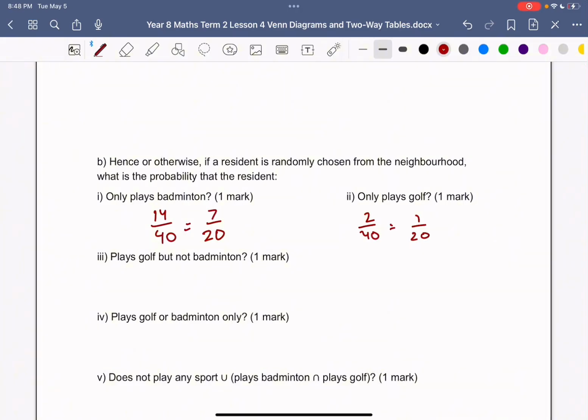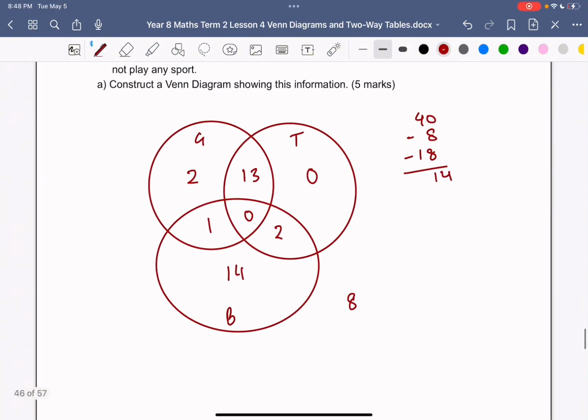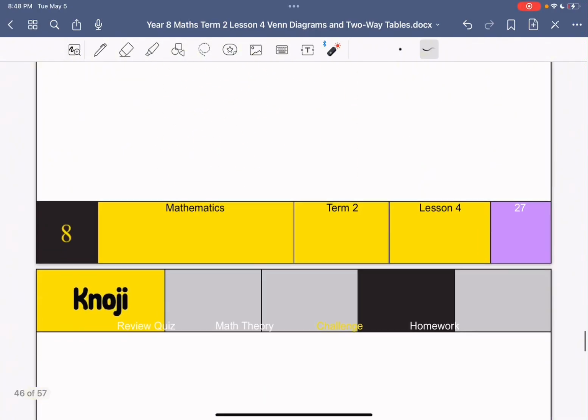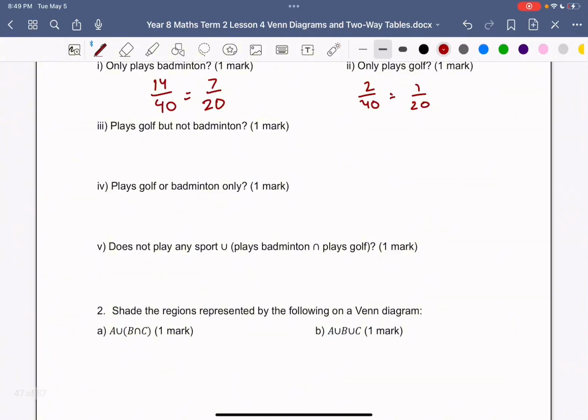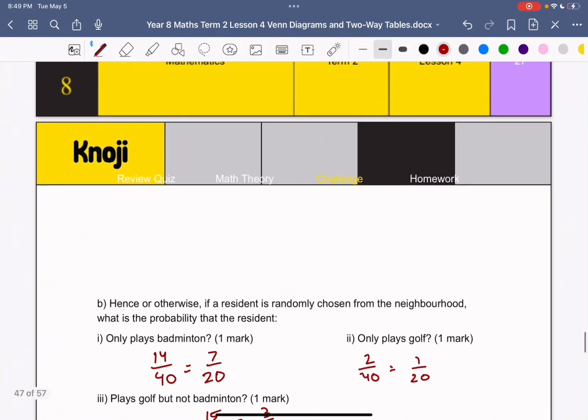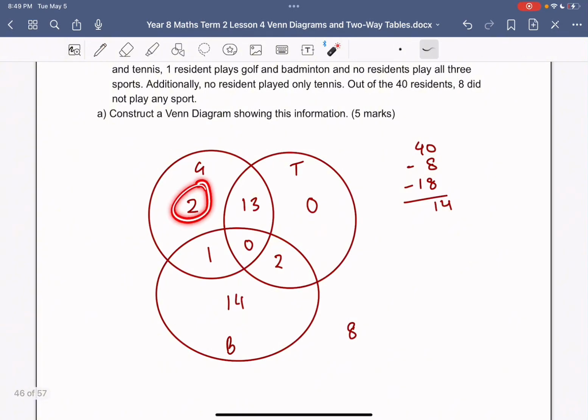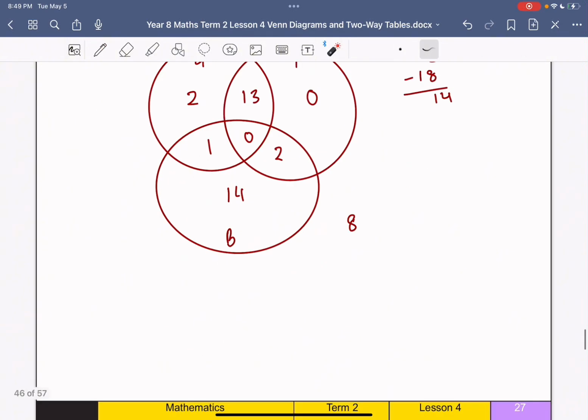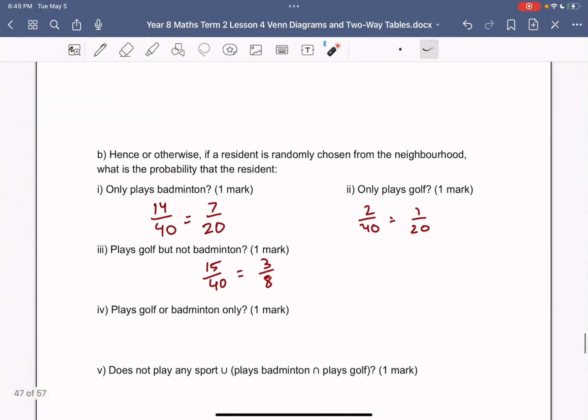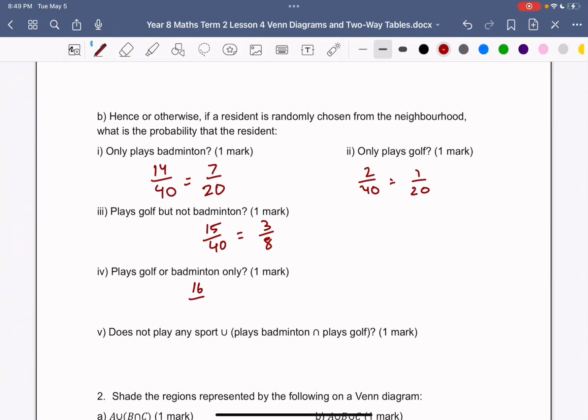Now plays golf, but not badminton. If we go up here, plays golf but not badminton means we only want this section over here, which is 15 out of 40. So 15 out of 40, we can simplify down to 3 over 8. Plays golf or badminton only. So golf only, badminton only would be 16 out of 40. So down here, we can write 16 out of 40, which simplifies down to 4 over 10, so 2 over 5.